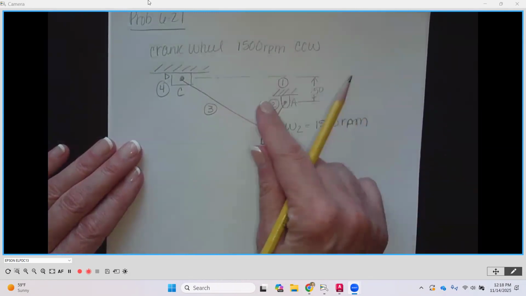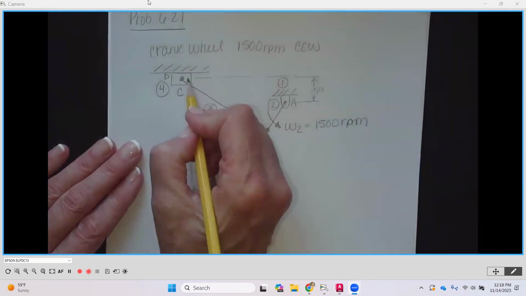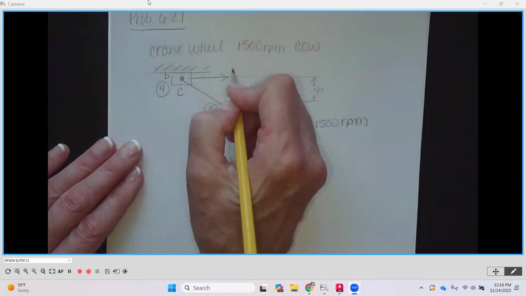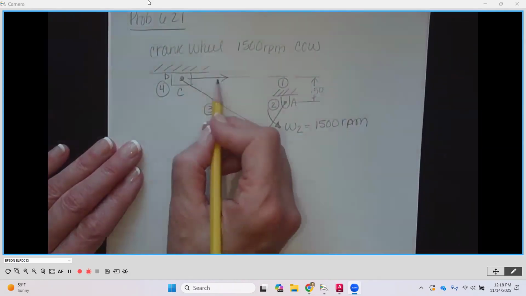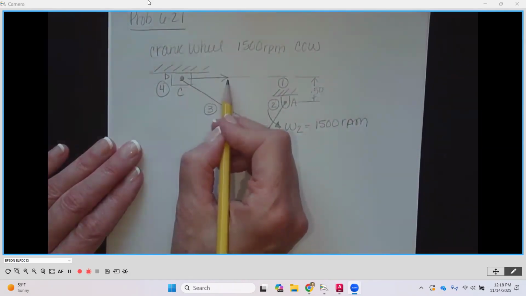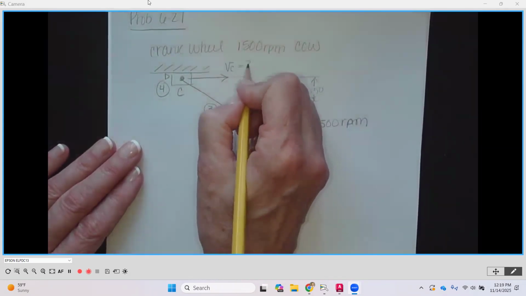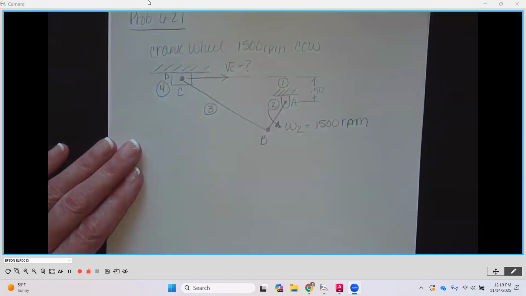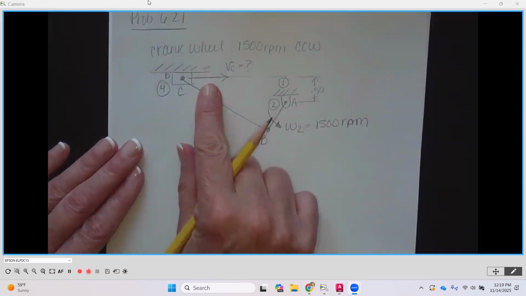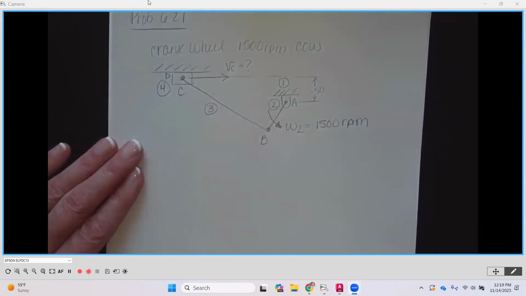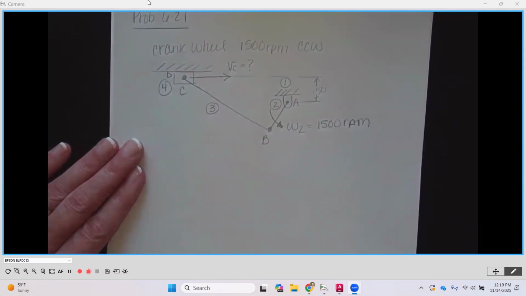If we imagine pulling this going counterclockwise, do you see that we anticipate point C to move to the right horizontally because it's a slider? And this is going to be the velocity of C, point C. We don't know what it is, but we would presume that it's going to be going to the right. So we need to find the magnitude of velocity C, right?